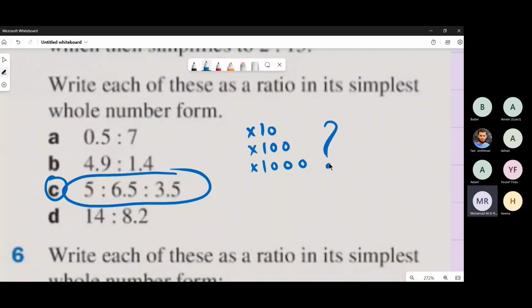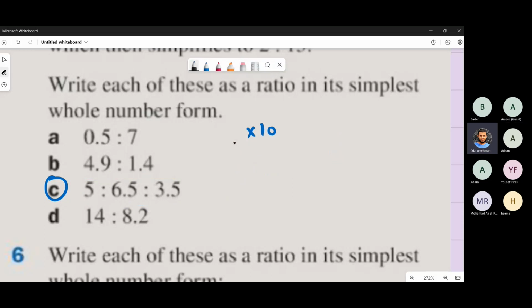Are you there? You are not responding. The question passes to Adam. We multiply by 10, because there is only one number after the decimal. Exactly. One number after the decimal. So let's ignore 100 and 1000 and continue with 10. If I multiply each term by 10, what is the new ratio that I'm going to get?